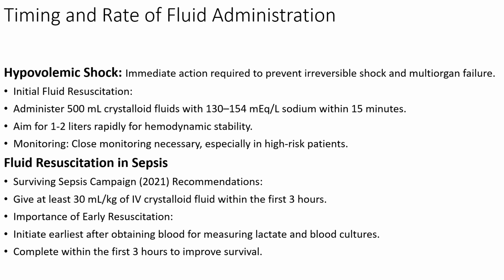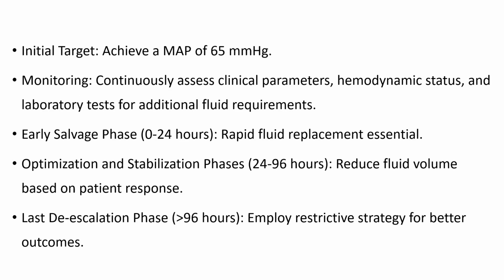Fluid resuscitation in sepsis: according to the Surviving Sepsis Campaign 2021 recommendations, we should give at least 30 ml per kg of IV crystalloid fluids within 3 hours. We have to initiate this resuscitation as early as possible after obtaining blood for measuring lactate and blood cultures, and complete it within the first 3 hours to improve the survival of the patient. Our initial target should be a mean arterial pressure of 65 mmHg, and we continuously assess clinical parameters, hemodynamic status, and laboratory tests for additional fluid requirements.